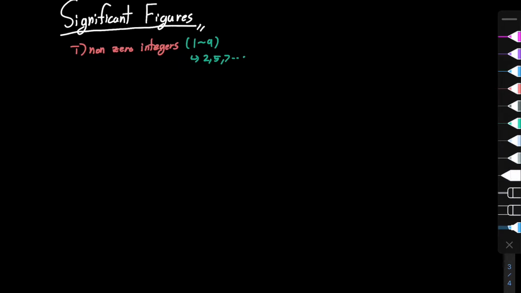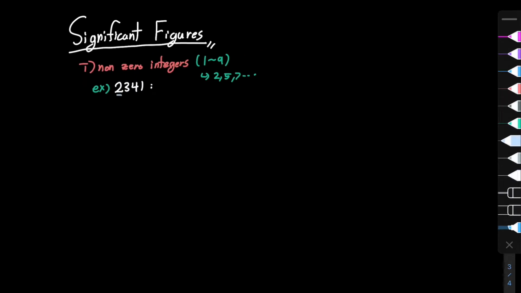These are all digits that are integers but aren't zero. So for example, if we use the knowledge that we have just learned, the number 2341 would contain 4 significant figures. This is due to the fact that every single digit in this number is a non-zero integer, so they will be counted as significant figures. So when we count, we would count 1, 2, 3, 4. So there will be 4 significant figures.